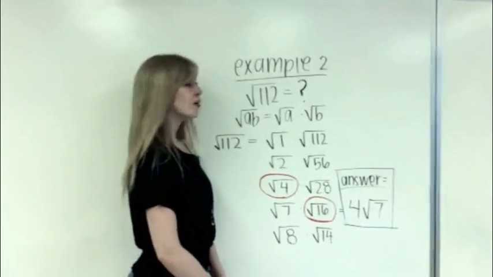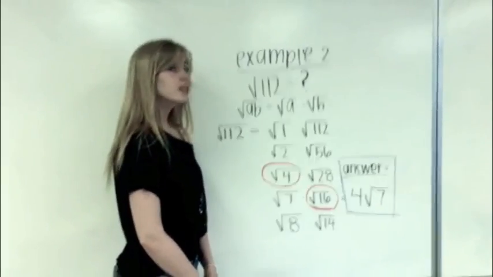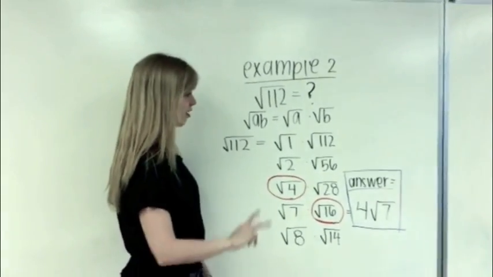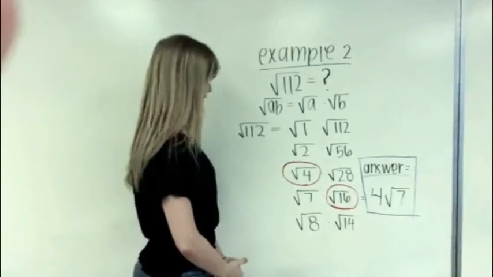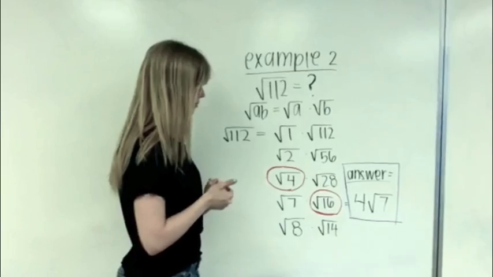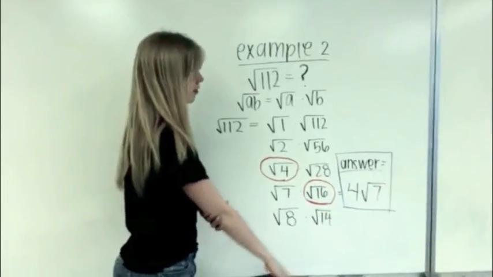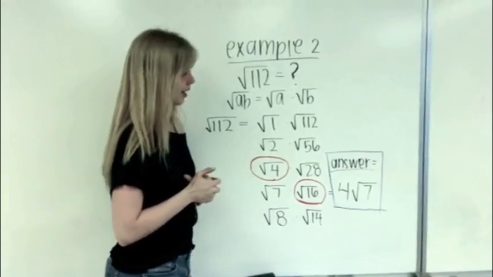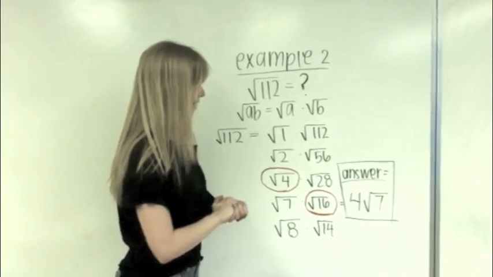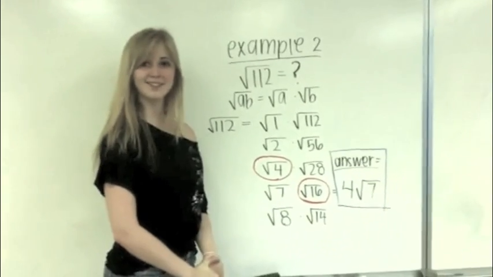For example 2, we're going to be doing the square root of 112 equals question mark. So first we wrote down our equation and then we found all of the factors of 112. And then we looked for our largest perfect square, which is 16. And so for our answer, the square root of 16 is 4, and so 4 square root of 7 is the right answer.